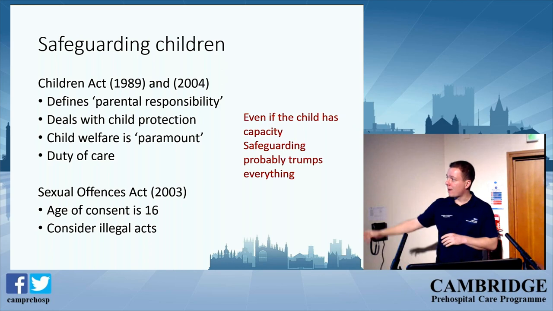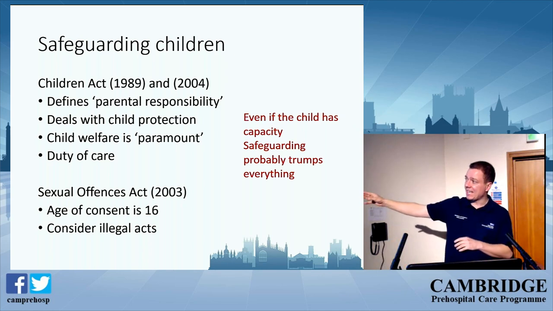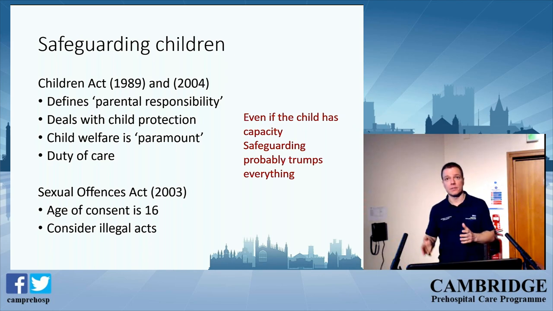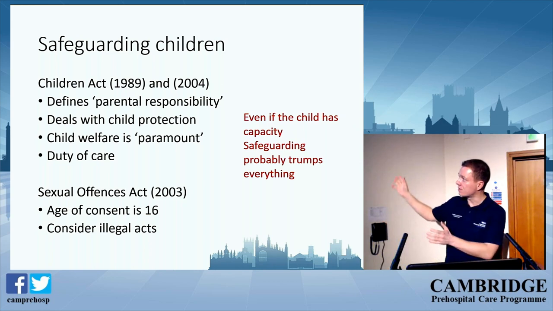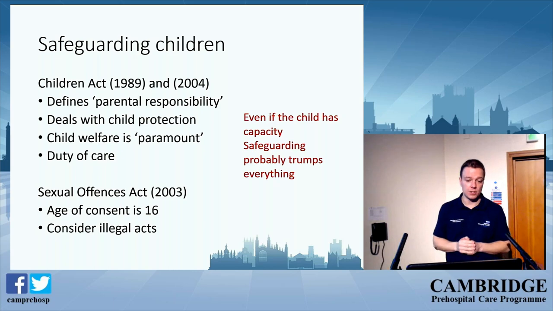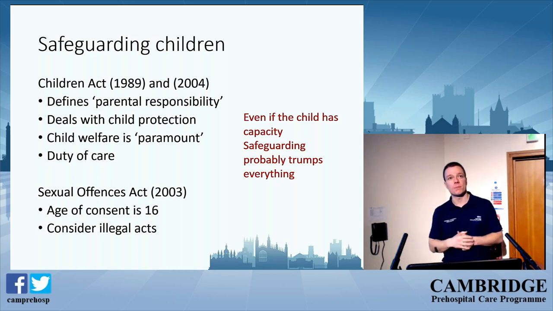And it's worth remembering that the age of consent is 16 and that an illegal act must have occurred here because there has been a sexual relationship with a 14-year-old when the age of consent is 16. So there are all sorts of safeguarding issues here, and it probably trumps everything.